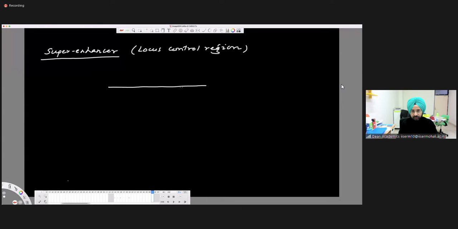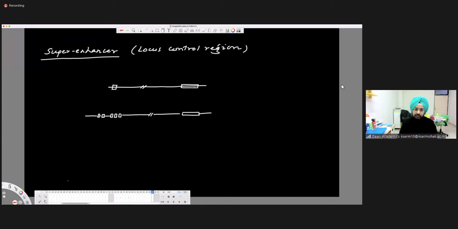So the typical enhancer is like the following. We have a gene, and at a certain distance away you have an enhancer, right? And the super enhancer is different in a way that, as the name suggests, it's larger, first of all, which means that there would be small enhancers clustered together at a certain location. And then they call it a super enhancer.